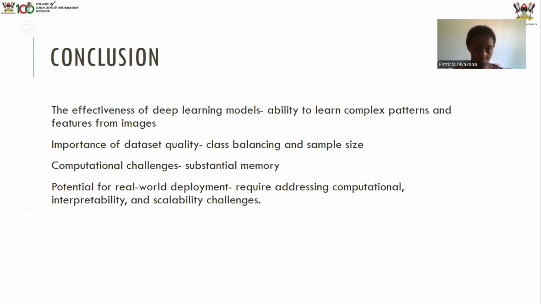So to conclude, we have seen the effectiveness of deep learning models in the ability to learn complex patterns and features from images because we trained about 5 deep learning models, including some pre-trained models. Then we also saw the importance of dataset quality, class balancing, and sample size, such that the dataset is not biased. We know that we have to ensure that the classes are balanced.